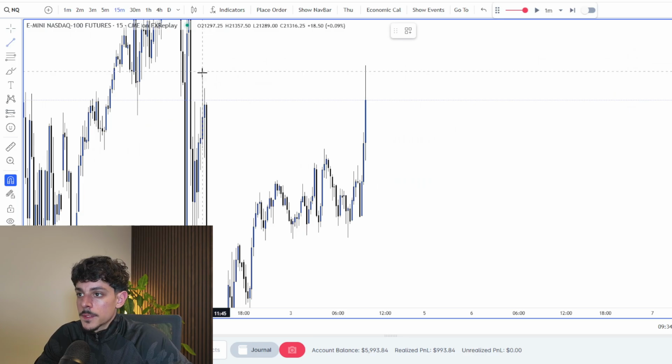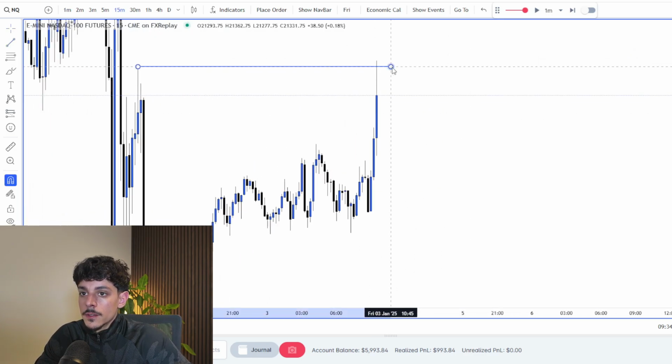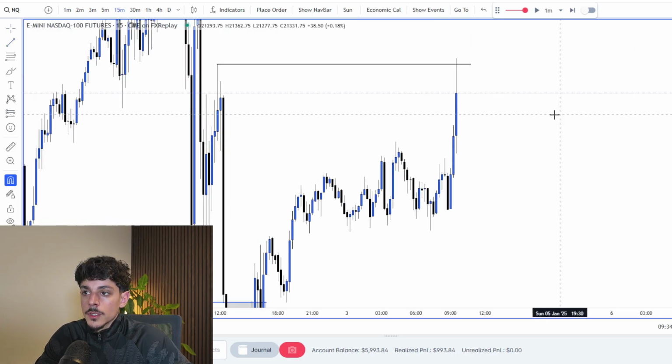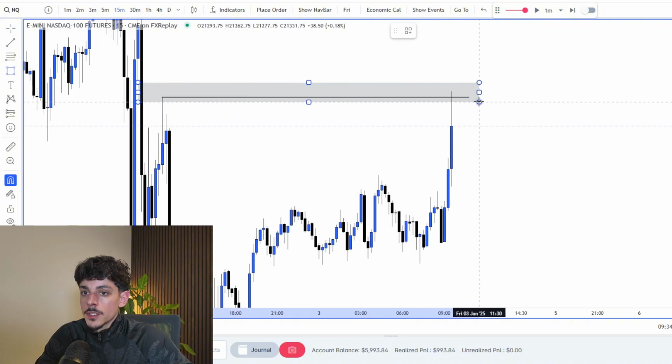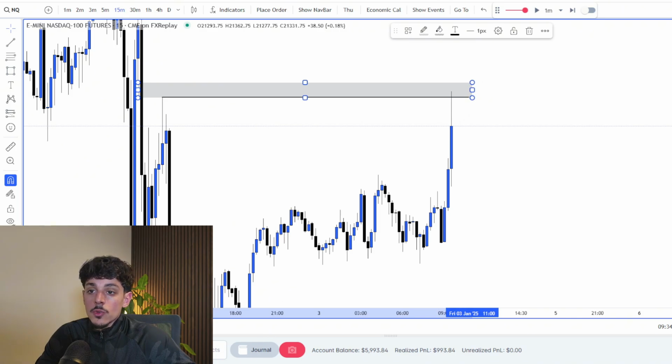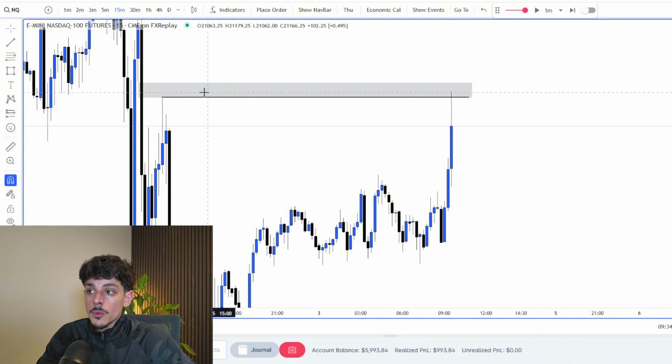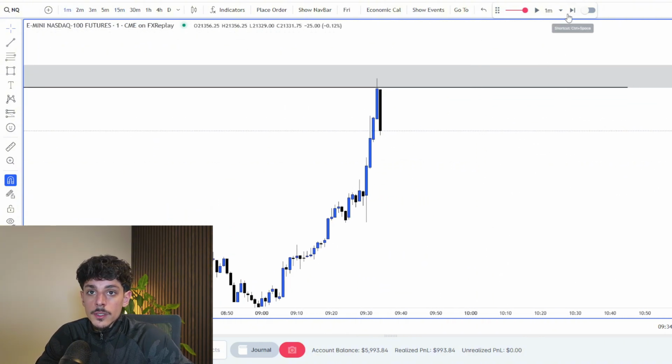Right now we just swept buy side liquidity right here. Let me just put that line like so. We have buy side liquidity right here into a 15-minute bearish fair value gap. So right now, if we do react from this buy side liquidity pool and that fair value gap, I will possibly look for shorts.